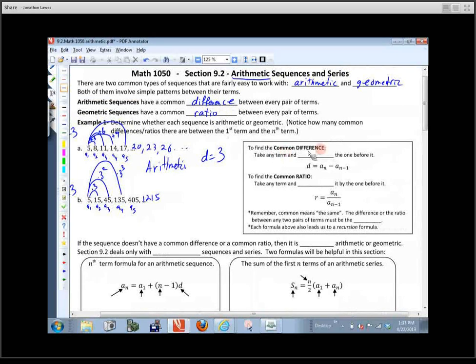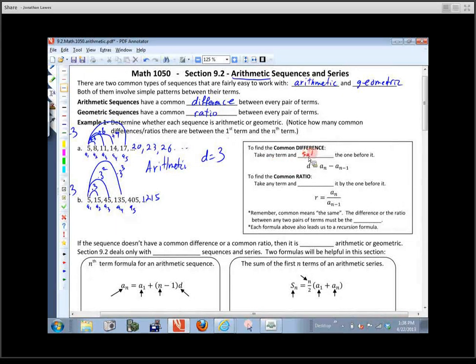So to find the common difference, take any term and subtract the one before it. So on this example right here, I'm going to take a sub 3 and I'm going to subtract a sub 1. Or sorry, the one right before it would be a sub 2. So take any term and subtract the one before it. So the common difference should be, if I plug in a 3 right here and plug in a 3 right here, that's the third term minus the second term. Well, the third term here is 11. The second term is 8, and what do I get? I get 3, which was the common difference.